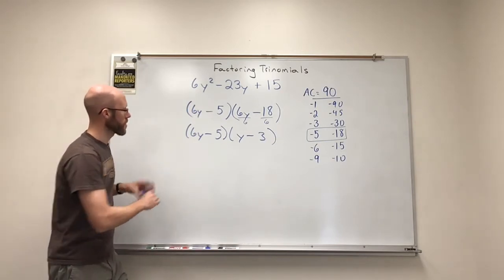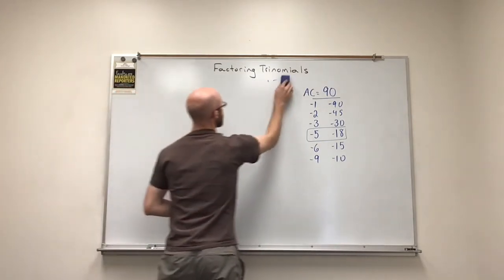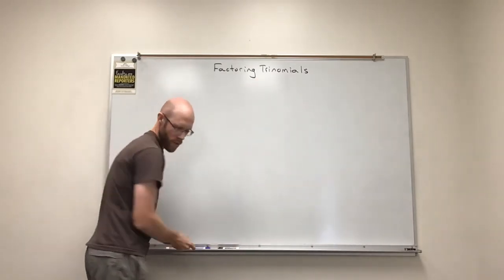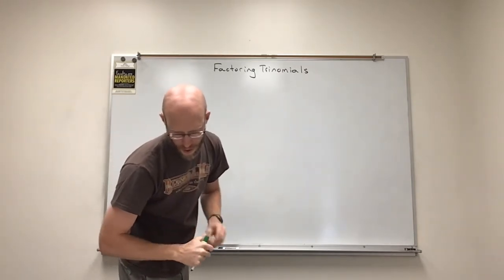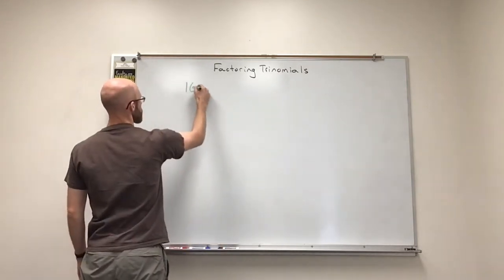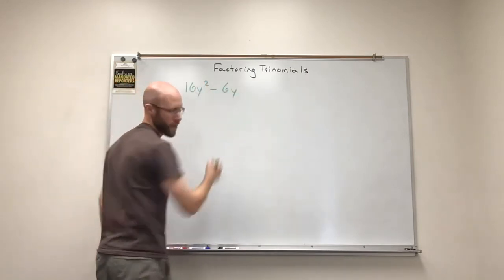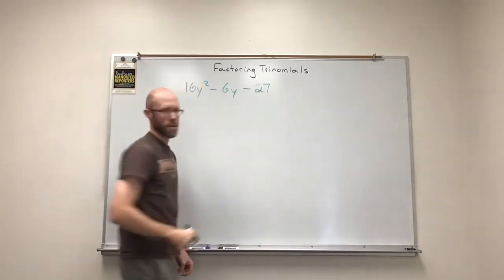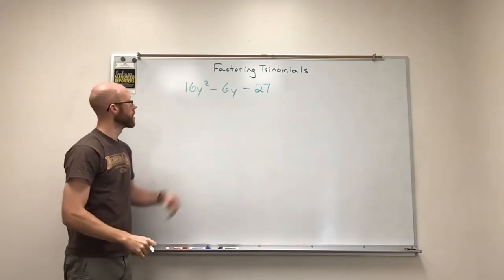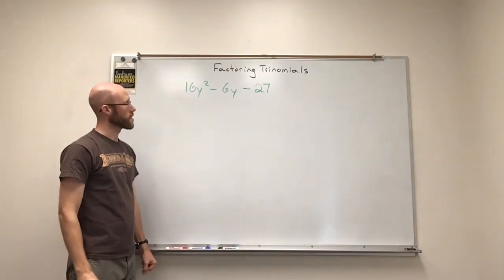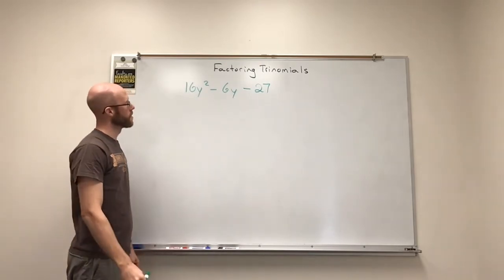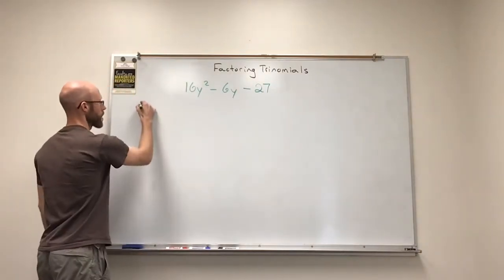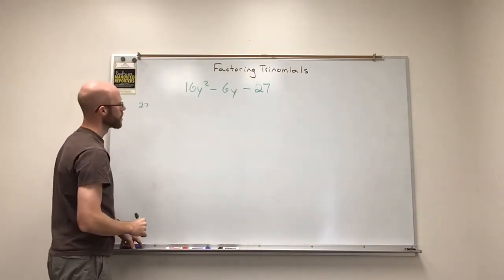Okay. Let's try another example. That one had a decently difficult AC value to work with. Let's try 16y squared minus 6y minus 27. Well, this one I can already tell is going to be pretty nasty. I've got to do 16 times 27. Well, what's that going to be? I think I'm going to have to work that one out. 27 times 16.